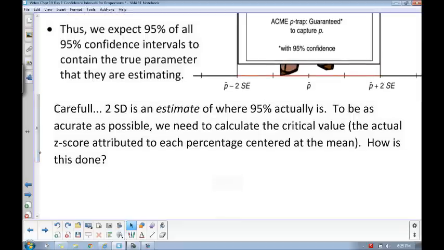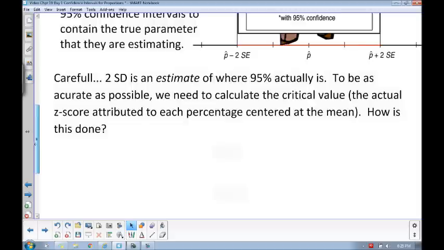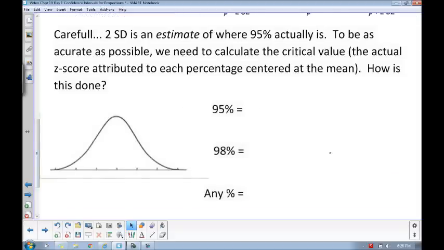But you have to be careful, because two standard deviations is an estimate of where 95% actually is. We try to use estimates as little as possible. So instead, to be as accurate, we need to calculate the critical value, which is the z-score that goes directly with a 95% confidence interval. So how is this done? This is very, very important.